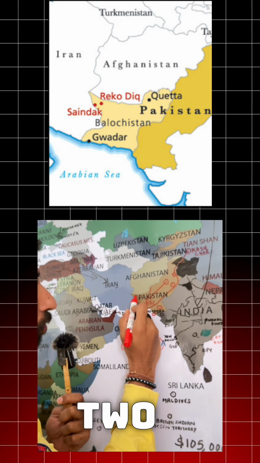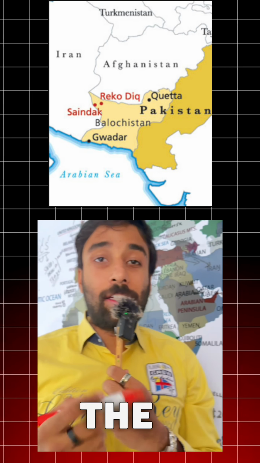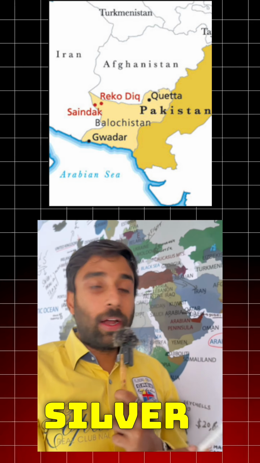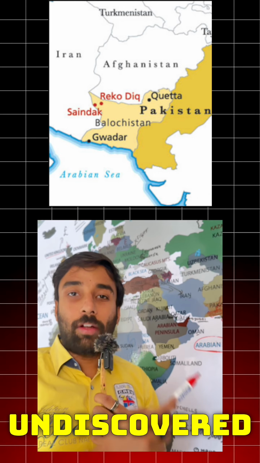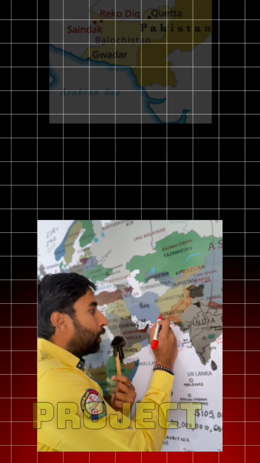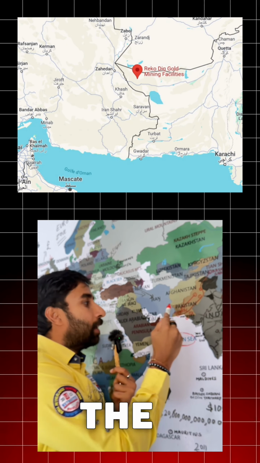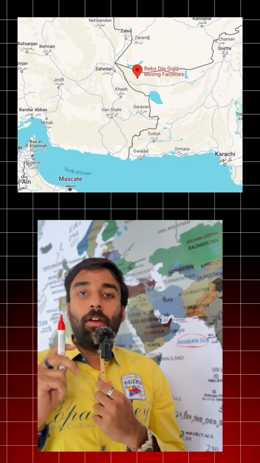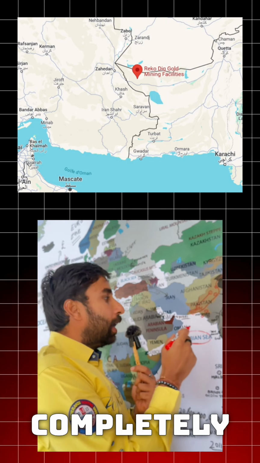Now there are two cities here, one is Saindak and the second is Reko Diq, all in the Chagai district of Balochistan. It has copper, gold, silver, and it is said to be one of the largest undiscovered copper and gold deposits in this area. The Saindak copper gold project has generated over $2 billion since 2002, and the Reko Diq project is said to be the world's largest undiscovered copper and gold deposit, estimated to generate $7 billion, completely operated by China.